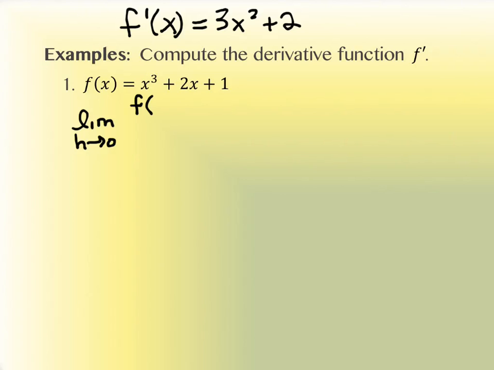So the definition says f of x plus h minus f of x over h. That's just me rewriting the definition. I'll write the notation in front, f prime of x, that's what we're finding. This is what we're looking for, right?